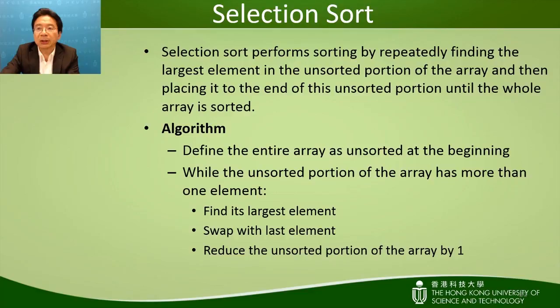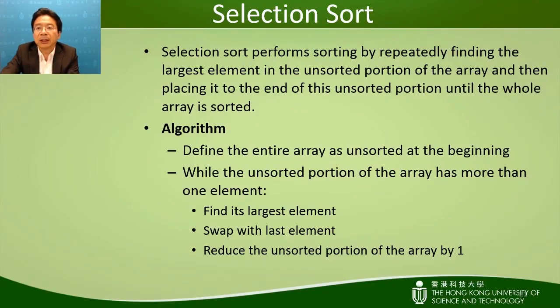Assuming that we are sorting the items in ascending order, that is, from small to large, selection sort would divide an array to be sorted into 2 parts, a sorted part and an unsorted part. Initially, the entire array is considered unsorted. You will then perform sorting by repeatedly finding the largest element in the unsorted portion of the array, and then place it at the end of the unsorted portion of the array until the whole array is sorted.